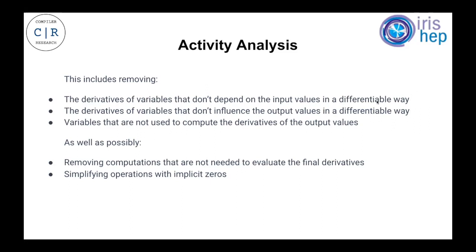Some examples of activity analysis include derivatives. We might not need to store derivatives of variables that don't depend on input values in a differentiable way, or we don't need the derivatives of variables that don't influence the output values in a differentiable way. Those would create basically just dead code. There are other examples of activity analysis that could be implemented that you can see right here, but I'm not going to focus on that probably.